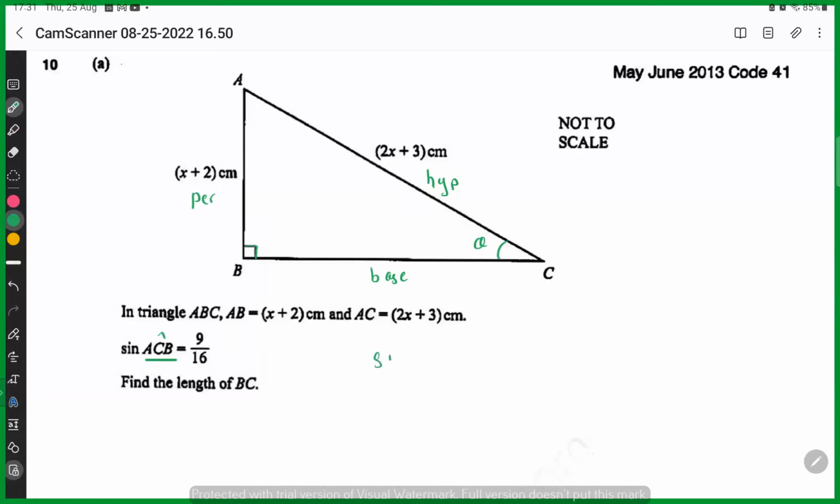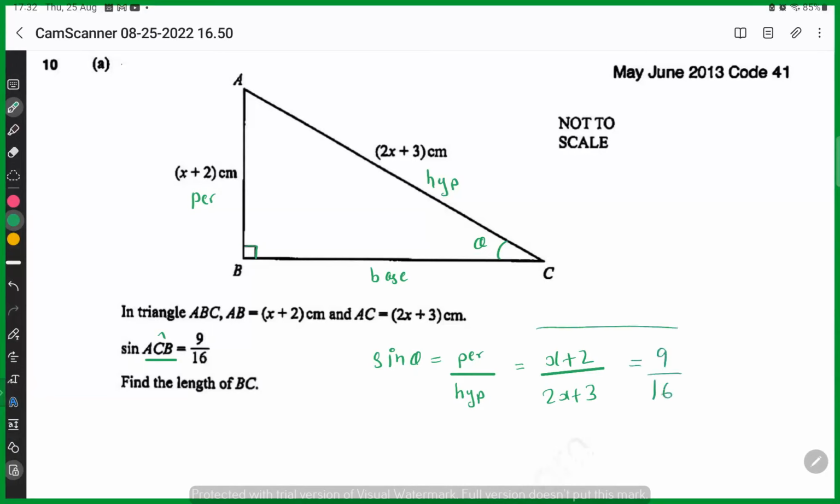That is it. This is the sine formula. Perpendicular side is basically x plus 2, and the hypotenuse side is basically 2x plus 3. And we have been told that sine ACB, I've written theta here, and my theta is basically angle C. So sine ACB is basically equal to this, and mathematically I've been told that it is equal to 9 by 16. So I'll equate it to 9 by 16.